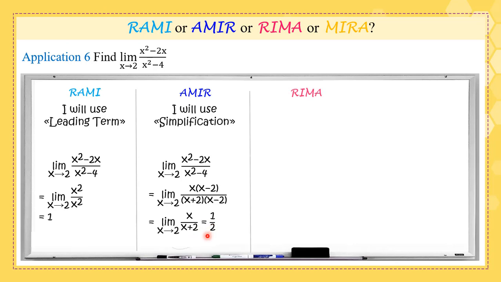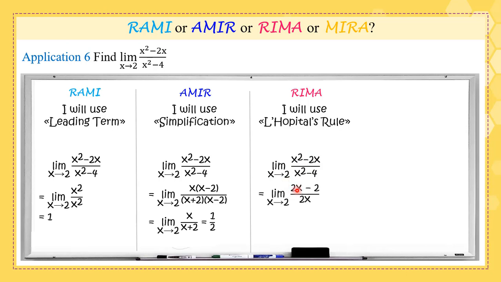Now Rima, I will use L'Hopital's rule. The limit of this function as x tends to 2 is the limit of 2x minus 2 over 2x, which is 2 over 4, which is also 1 over 2.